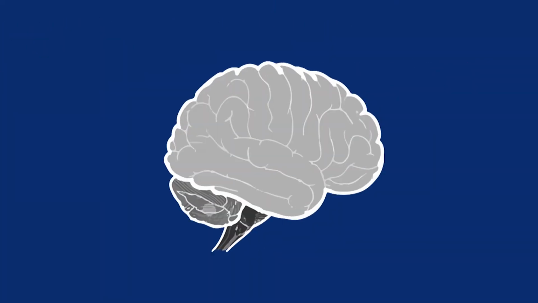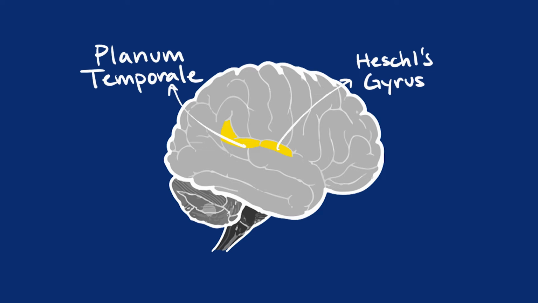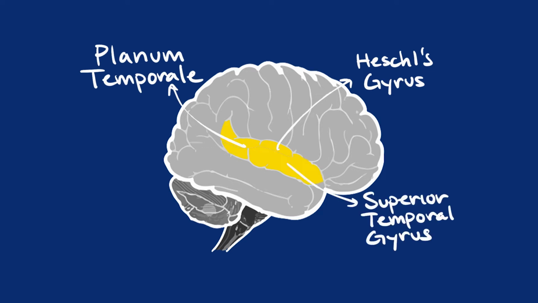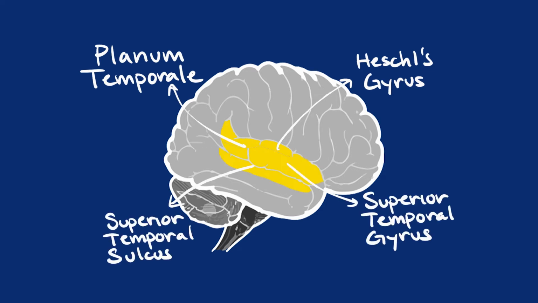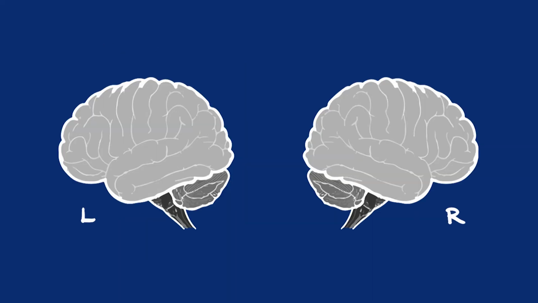fMRI studies suggest that there is a network of multiple areas at work, involving Heschl's gyrus, the planum temporale, the superior temporal gyrus, and the superior temporal sulcus. It used to be thought that only the right temporal lobe was involved in timbre processing. This is no longer the case. Evidence points to both the left and right temporal lobe involvement. However, there is likely a functional asymmetry between the two lobes.